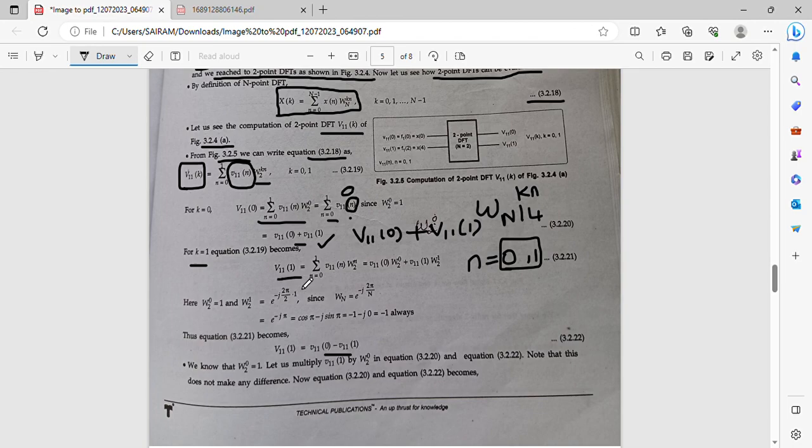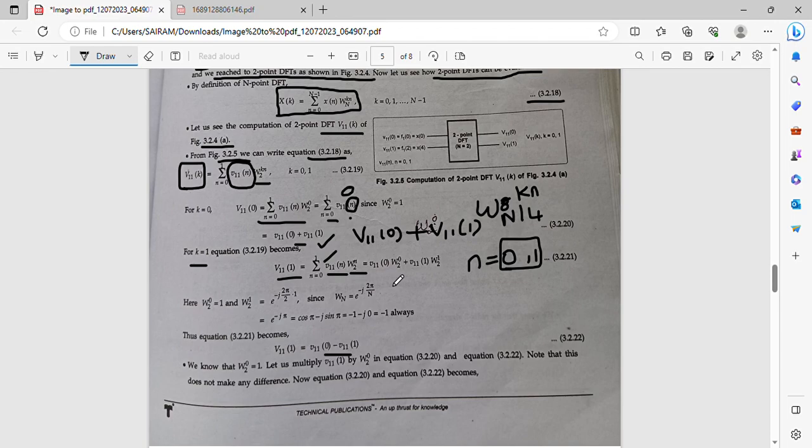For k is equal to 1, I get the summation of n is equal to 0 to 1. Why summation of n is equal to 0 to 1? Because it's a 2-point DFT. So for my 2-point DFT, n changes from 0 to 1. That is what I have written here, V11 of n into omega 2 to the power of k. And I told you omega N by 4 kn, wherein N is equal to 8, 8 by 4 is 2. Here I substitute n is equal to 0 again.